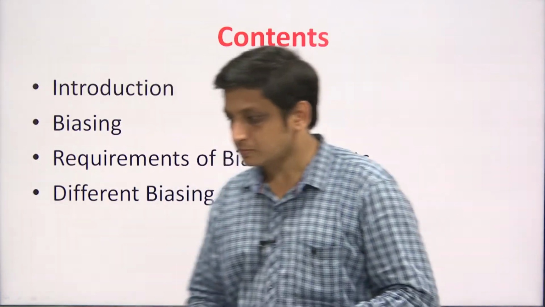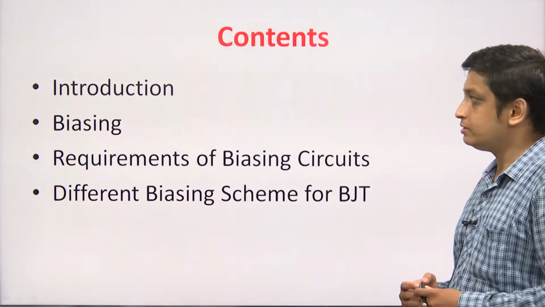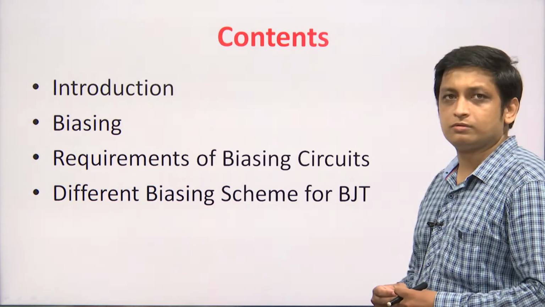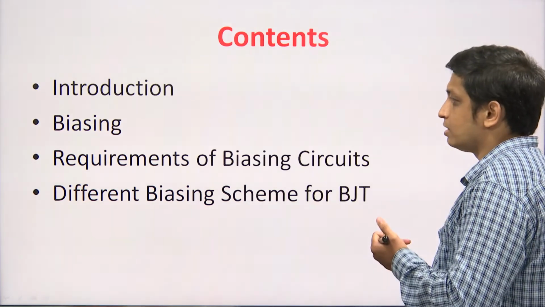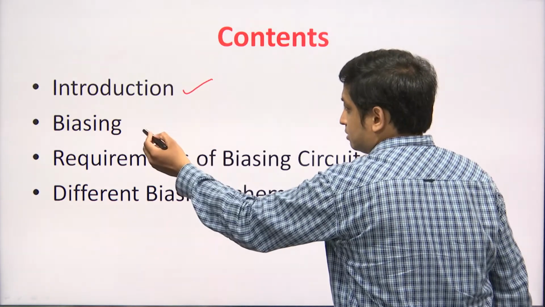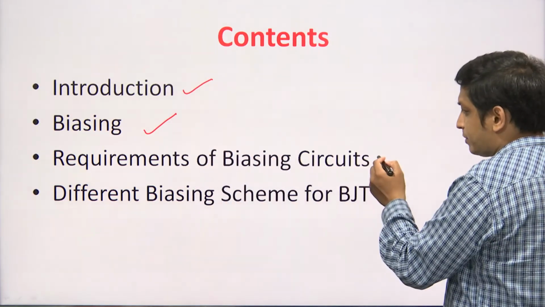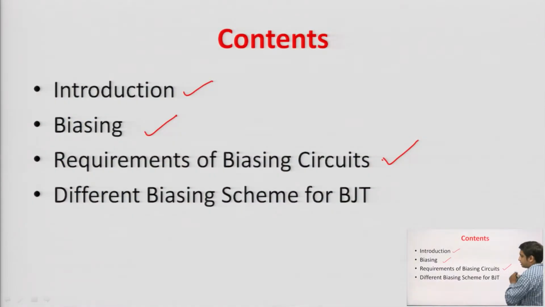I am going to discuss the next topic of the subject analog circuits. This is the third lecture, and in this lecture I am going to discuss biasing techniques in BJT. I will cover the introduction part, what is biasing, why we need biasing, then the need of biasing, and after that the requirements of biasing circuits, and then different biasing schemes for BJT.